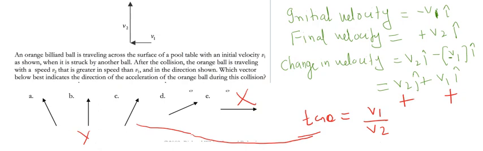And if you see, both are positive, so tan theta is v1 by v2, and therefore it should lie in the first quadrant. So answer C is the correct answer for the acceleration experienced by the orange ball. Just think about the fact that v2 j plus v1 i vector is in the first quadrant, and you will understand it.